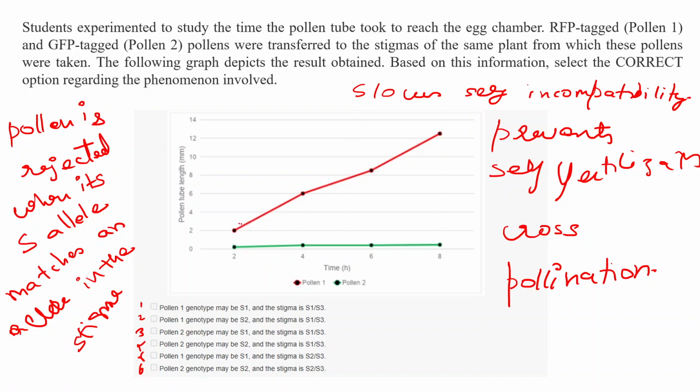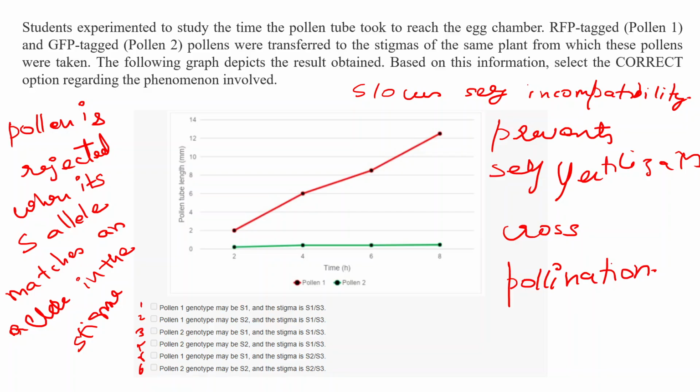So from the graph, we can see that pollen 1 is compatible. That means it is growing, and pollen 2 is incompatible. So the stigma must carry an S allele that matches pollen 2 but not pollen 1. Because that is why pollen 1 is able to grow and pollen 2 is unable to grow. Now here you see pollen 1 genotype may be S and the stigma is S1, S3.